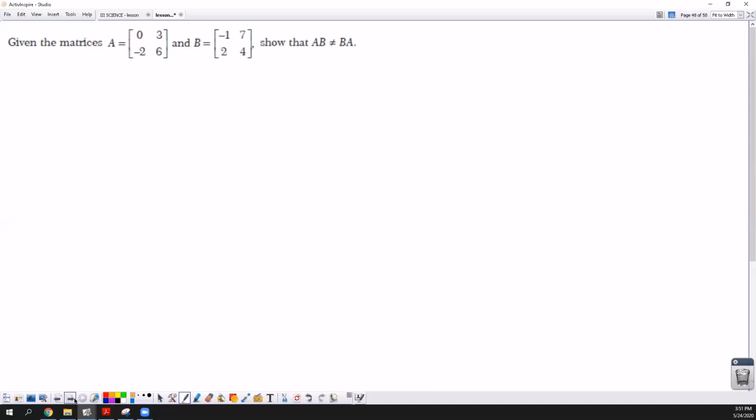Okay, so here are the matrices A and B, and we're going to prove that A times B is not equal to B times A. I'm going to show you the multiplication of the matrices with the details. So A times B: 0, 3, -2, and 6 times -1, 7, 2, and 4.